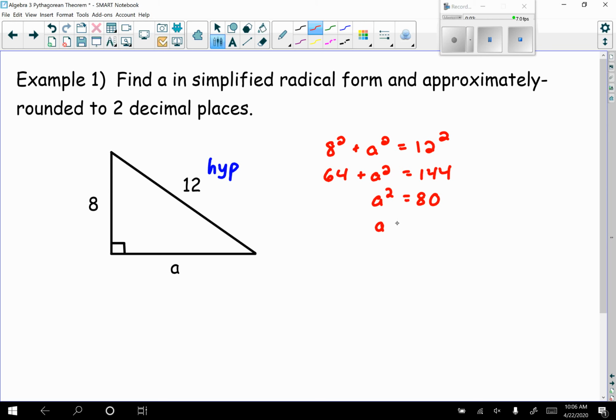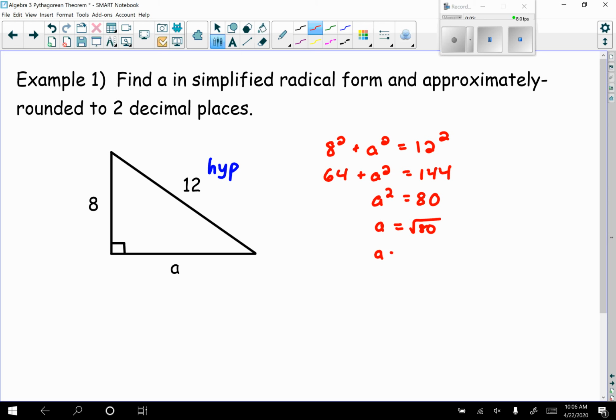Right now, I know back when we were looking at radicals, we technically say when we go to take the square root, we put plus or minus. But because this is side lengths, a measurement can never be negative, so we don't have to worry about the negative. So a is going to equal the square root of 80, but we want to simplify this. So if we go through our numbers, yes, 4 goes into 80, but something even larger, 16.